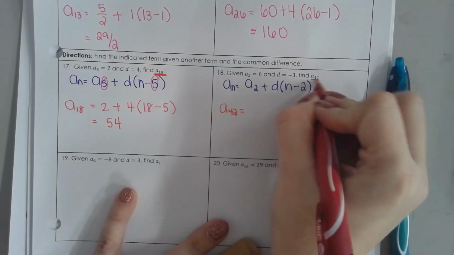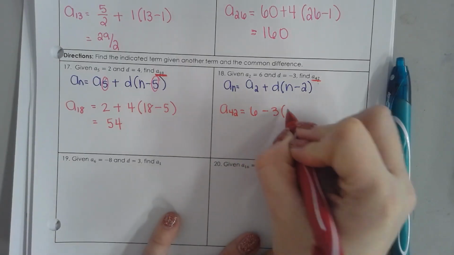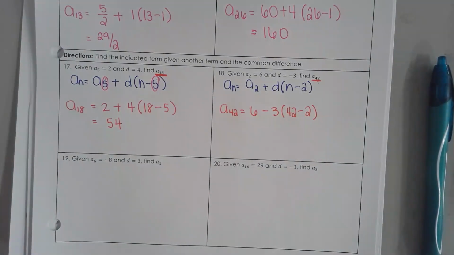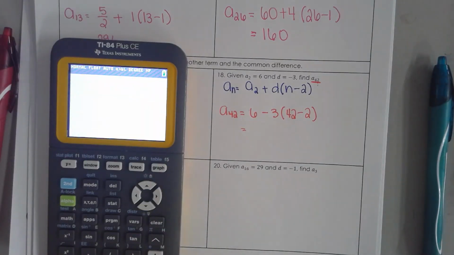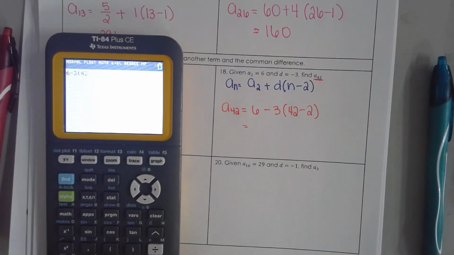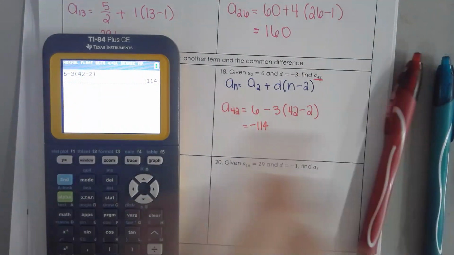And we're finding A42. So A2 is 6. The common difference is -3. My n, because I'm finding the 42nd term, because I'm finding A42, my n is 42. And we get -114.